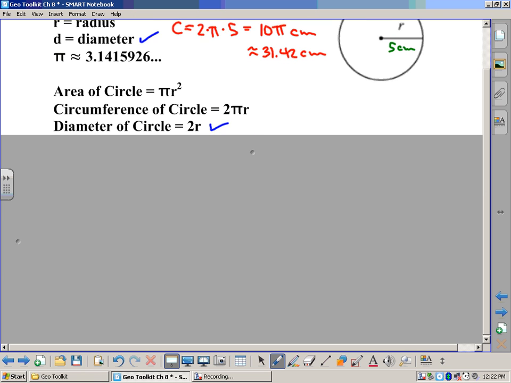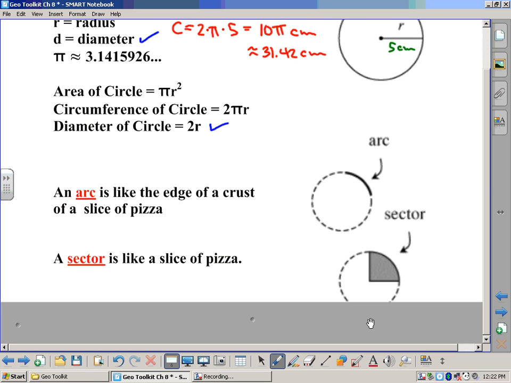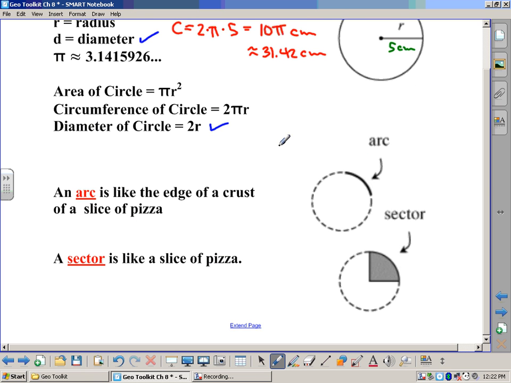Also, when we're talking about circles here, there's a couple new ideas that you probably have never seen before, and one of them is called an arc, and the other one is called a sector. And so there's a little picture over here that shows what an arc and a sector is. An arc is like the edge of the crust of a slice of pizza. So in other words, if I was looking here, the arc would only be that, and it's a length, okay? It's some sort of length here. It might be feet or centimeters, that kind of a thing.